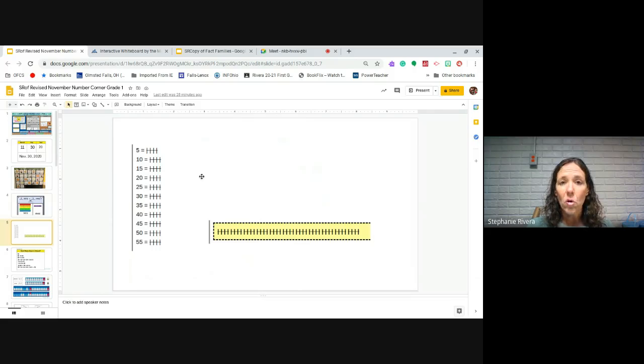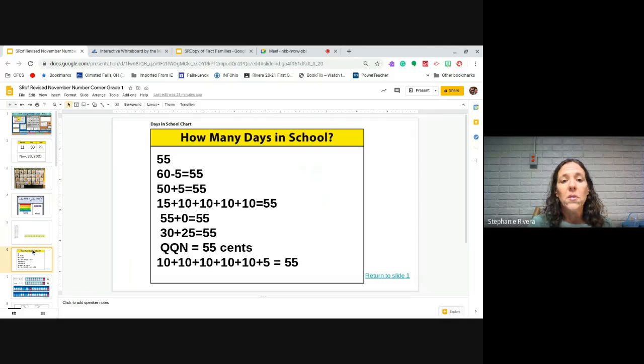I have 11 groups of 5. Or I could even say I have 11 nickels. Then I have 55 cents. Lots of different ways you could make 55. What's your favorite way to make a number? Do you like to add? Some of you like to add all those tens, 10, 20, 30, 40, 50 plus 5 more equals 55. We have money, 2 quarters and a nickel. Lots of different ways you could make 55. Maybe you like to subtract. Start at 60, subtract 5, and get to 55.